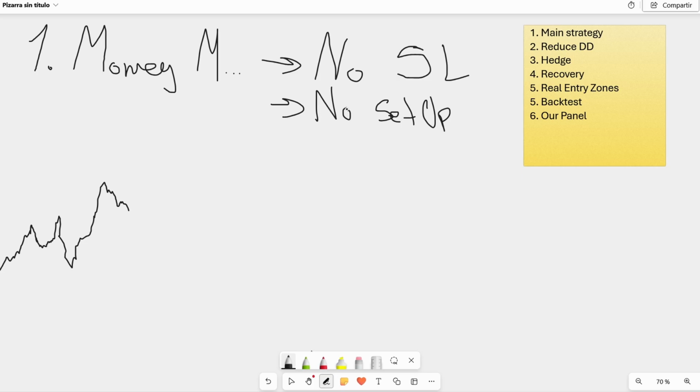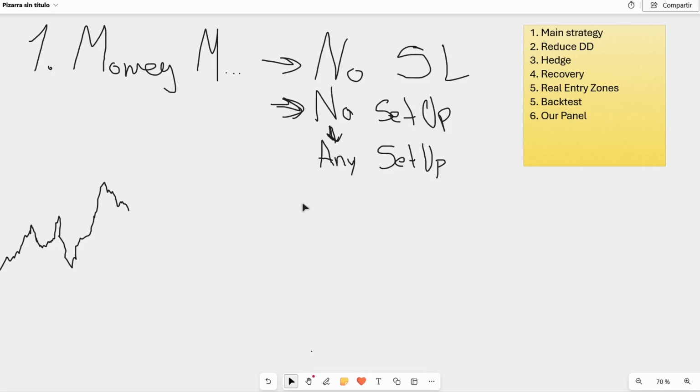This means, for me at least, this is a good thing because you can use any setup. So instead of no setup, you can substitute with any setup. So you can apply this strategy with the strategy that you are already using. So no setup means any setup also. This is a good thing for me, and this is really dynamic. So you can use an EA or just manual trading, and you are going to be able to enter whatever you want. So let's continue with the main strategy.